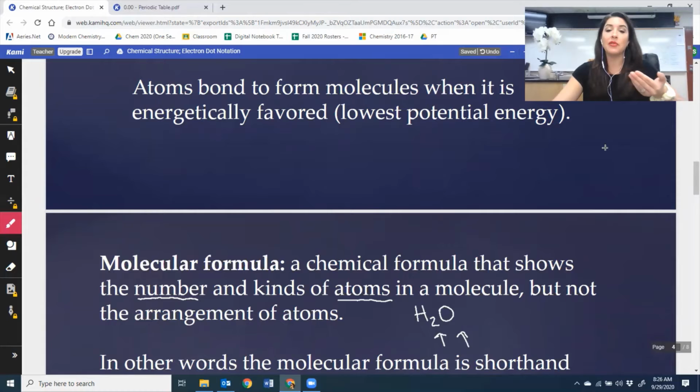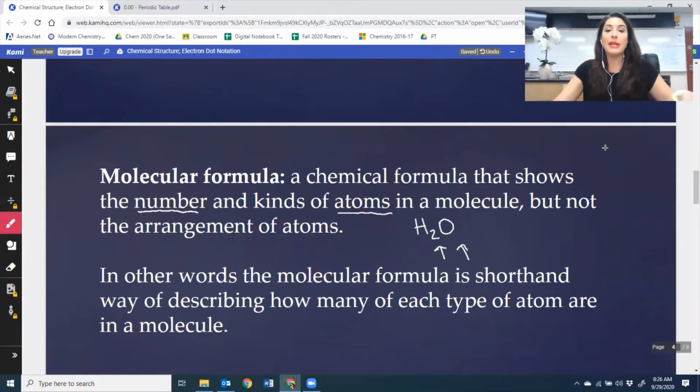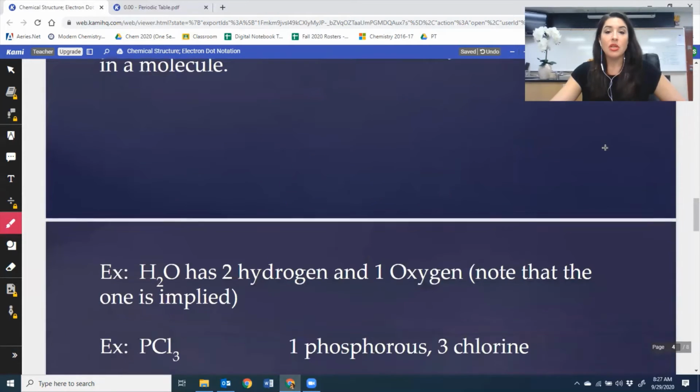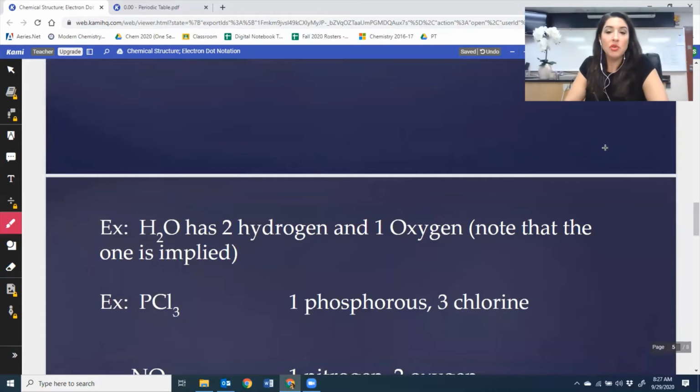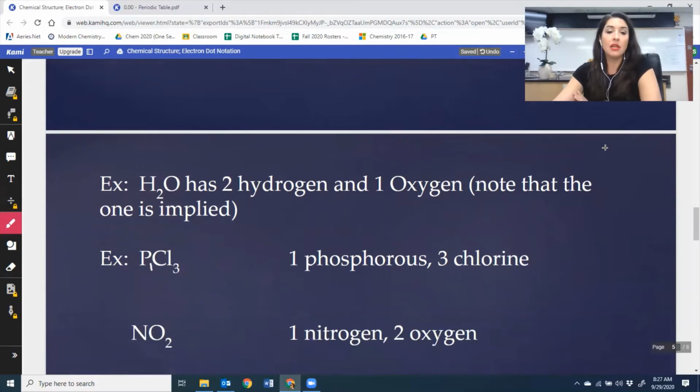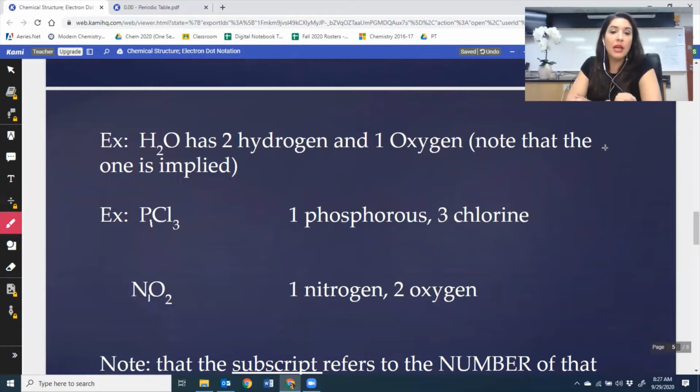So in other words, this molecular formula is like a shorthand way of describing how many of each type of atom exist inside that molecule. And as I pointed out, H2O has two hydrogen and one oxygen. Note that the number one is implied. This compound right here has an implied 1 phosphorus and 3 chlorines. Here we have an implied 1 nitrogen and 2 oxygen. And remember, we don't write these implied ones when we write a chemical formula or molecular formula. We just write the single symbol.